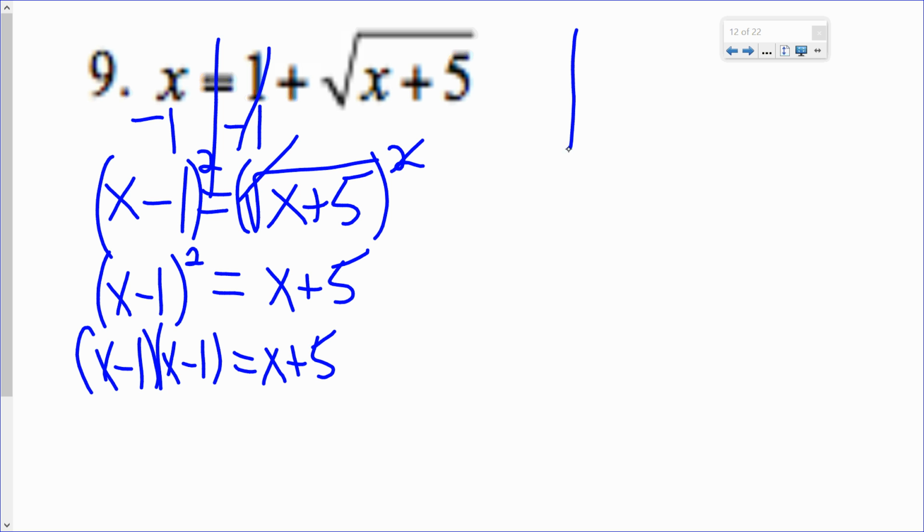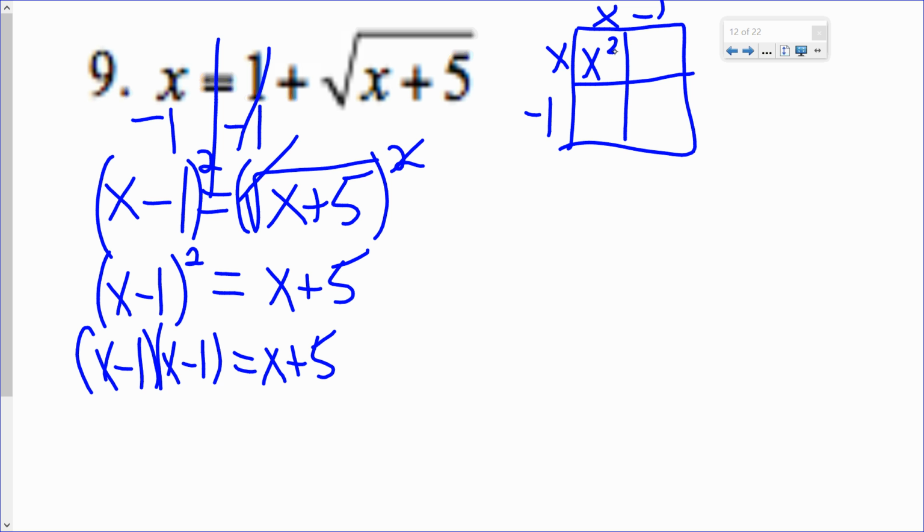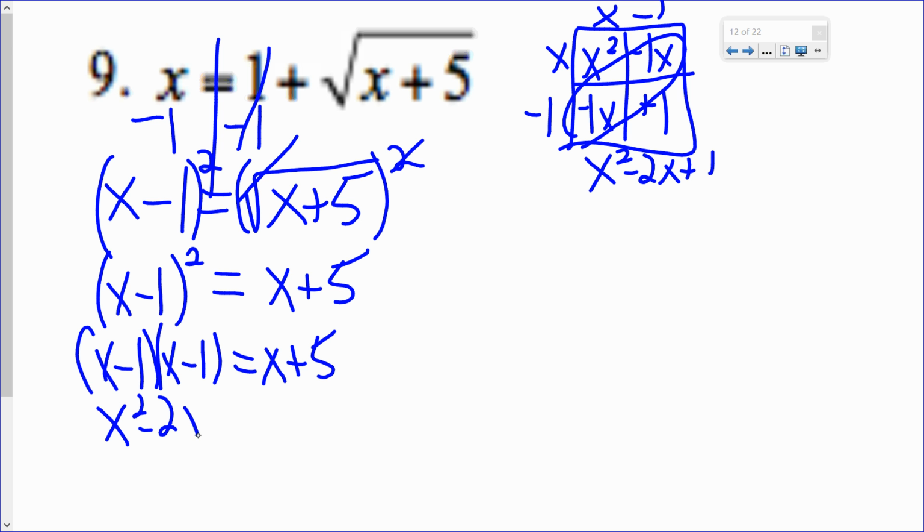Now again, we learned square binomial theorem. If you use square binomial theorem, you don't have to do the box. But most of you don't use square binomial theorem, so we'll just do it with the box. So I multiply each of them. I then combine like terms. And I replace it with the x squared minus 2x plus 1.